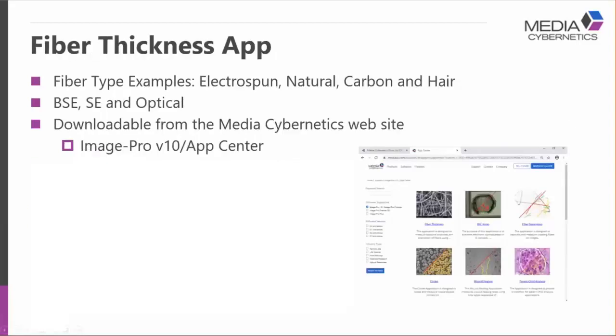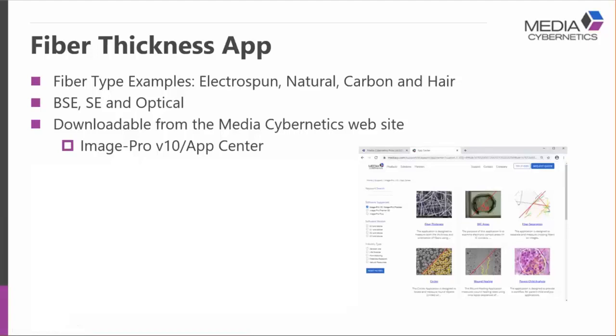So starting off, the fiber types that are typically used with the Fiber Thickness app are electrospun fibers. You'll see an example of that today, which is this image down here. Natural fibers, carbon fibers we've used before, hair, things like that, cotton fibers. Again, that type of structure. For types of imaging, if you're getting SEM images, backscatter, secondary electron, from an optical microscopy standpoint, typically bright field imaging, optical images of fibers.